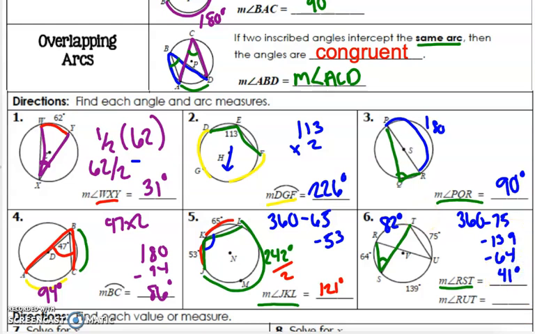All right, let's jump to our next problem. It wants me to find the measure of angle RUT. So RUT is here, angle U, which I notice opens up to the same intercepted arc of 82. And since the green angle and the red angle open up to the same arc, they are going to be congruent and also be 41 degrees.